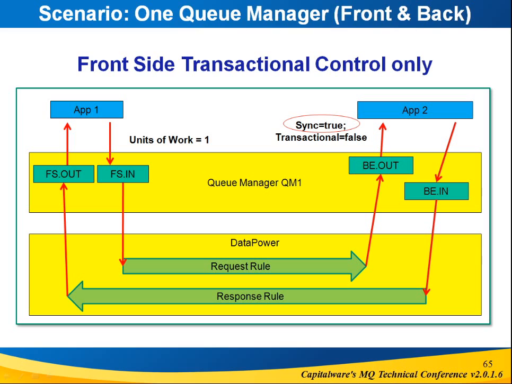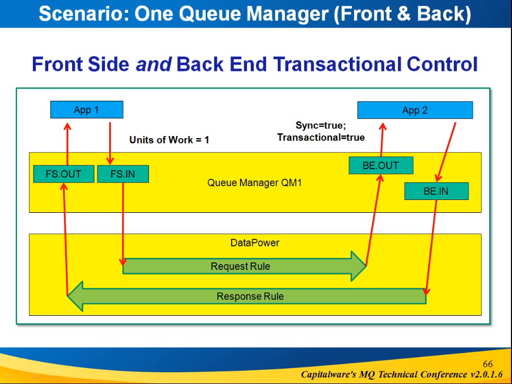So this is protecting the message integrity completely all the way through the request rule. Because if the request rule gets an error, it'll roll back to fs.in. If the request rule successfully completes, the sync equals true will issue a commit, and that will then complete that transaction successfully. Now app2 can read it, put it onto be.in. We can then read it from that and run it all the way back to fs.out. This time the request rule is operating outside of sync point control because transactional equals false on the back end.